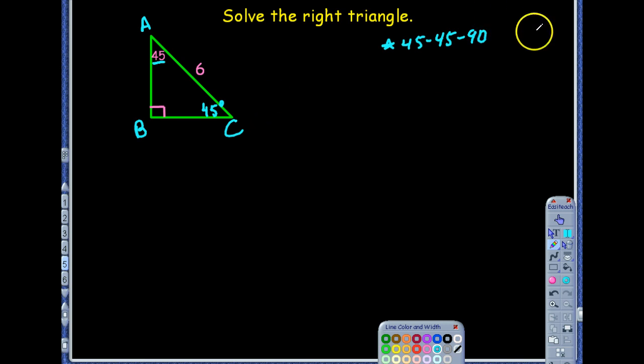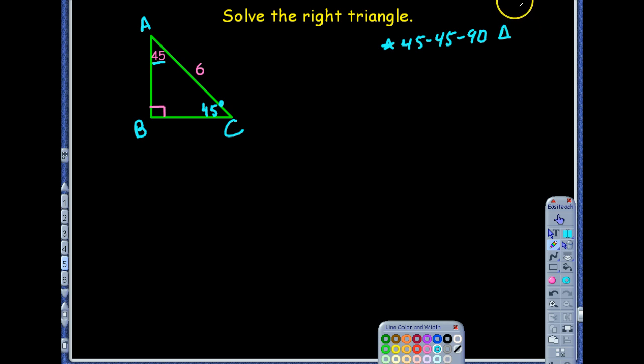45, 45, 90 triangle. Just means finding those side lengths are going to be so easy. I don't have to do trig here. And also notice the directions didn't say anything about rounding. So we want it exact. And if you use trig on this, you're going to find that it doesn't work so nicely. It just doesn't give you the exact. It doesn't give you a radical answer.